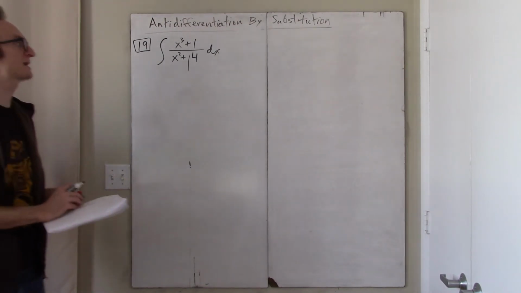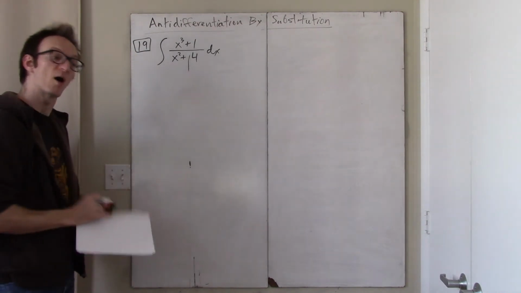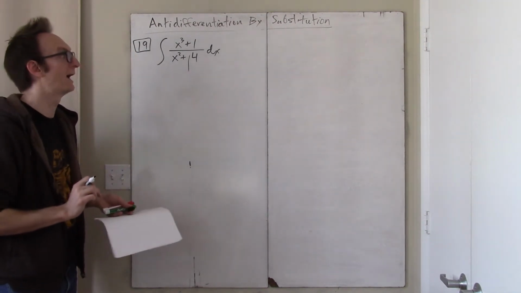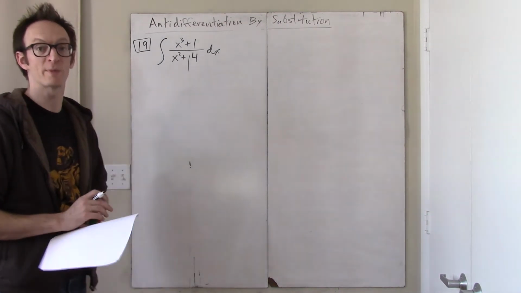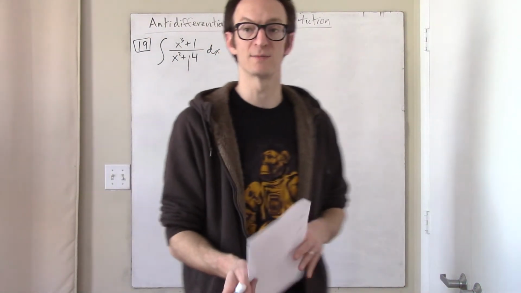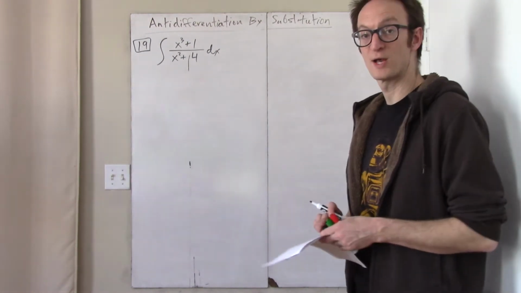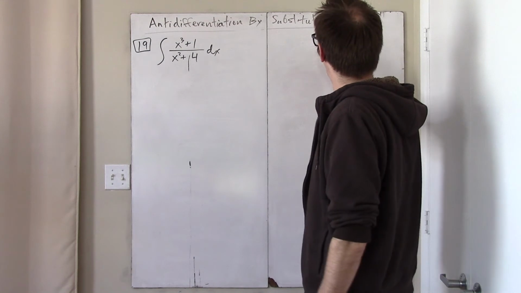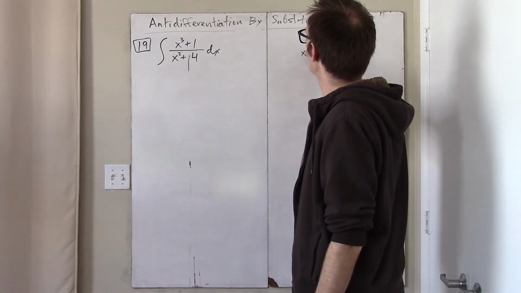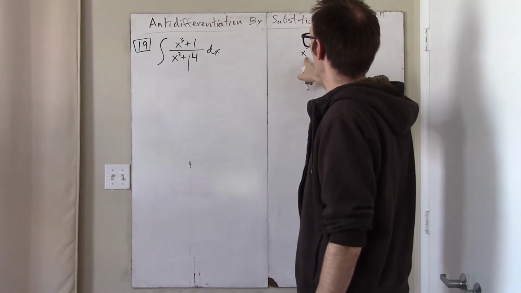And here experience tells you it's a rational function. All rational functions, whenever you're antidifferentiating them, you should do polynomial long division whenever you can, so whenever the degree of the numerator is greater than or equal to the degree of the denominator. So we just get ready to do polynomial long division with x cubed.